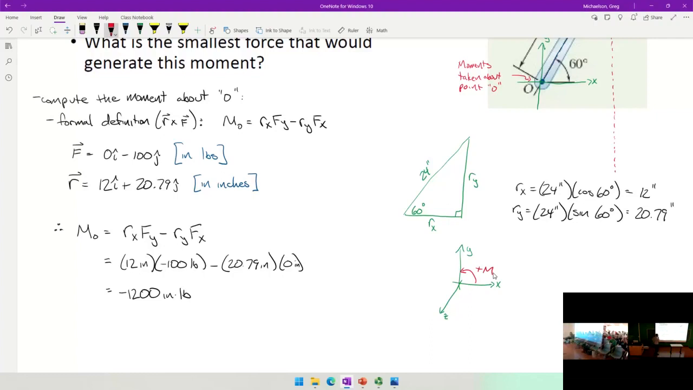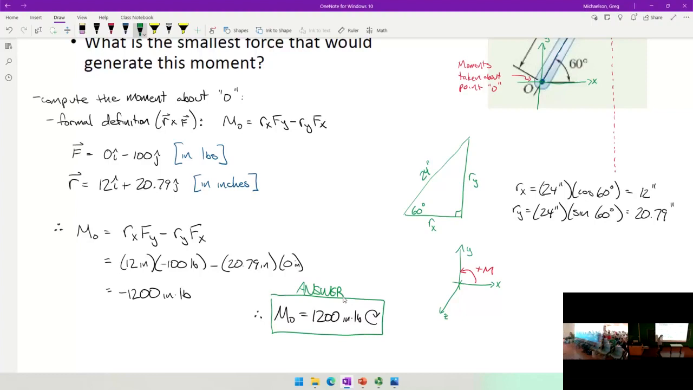Now we got a negative answer. Okay? So the way that I'm going to indicate this in 2 dimensions is instead of putting a negative, I want to say instead M naught is 1200 inch-pounds clockwise. Okay? Does that make sense? That if positive moment is counterclockwise, this moment is negative, which means it's 1200 inch-pounds clockwise. Is everybody okay with that? I want to stop for a sec and see if that makes sense.